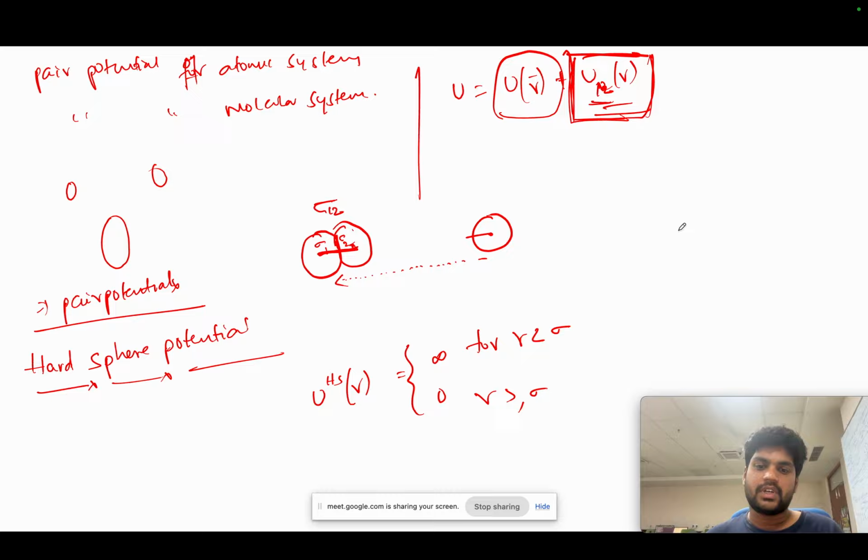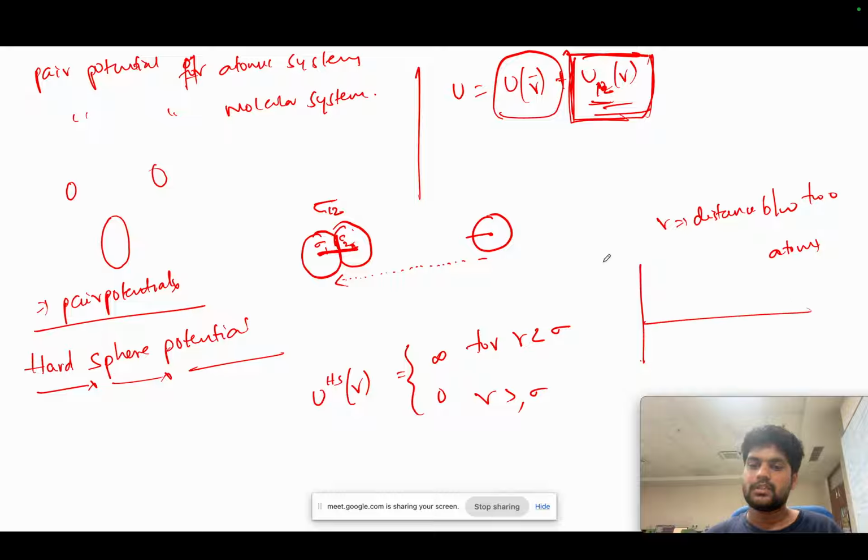So you understand the equation, right? So r is nothing but the distance between two molecules, the distance between the two atoms. What the hard sphere potential does is it takes only two cases, either less than or greater than or equal to. So just assume this is the potential energy and this is the distance, and assume one molecule is here, the constant one, and initially we kept the second molecule here.